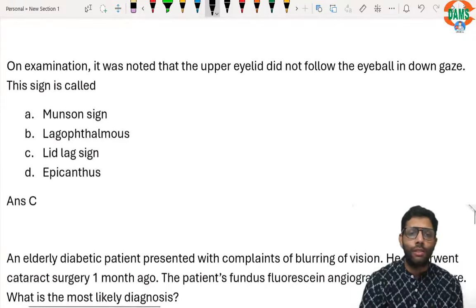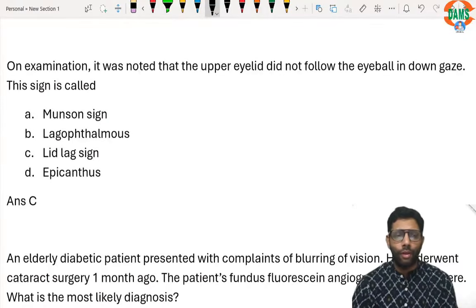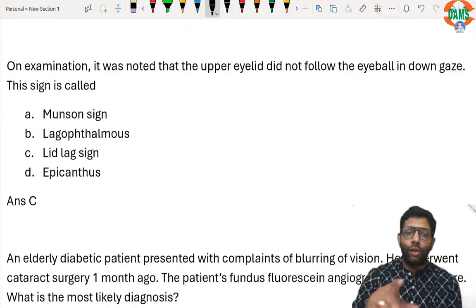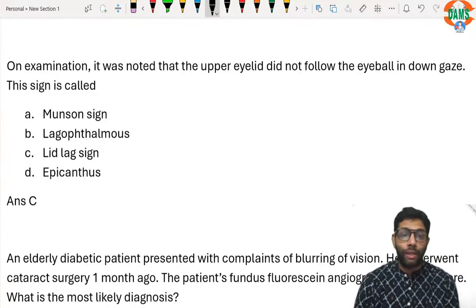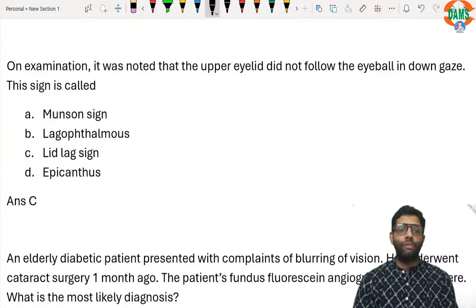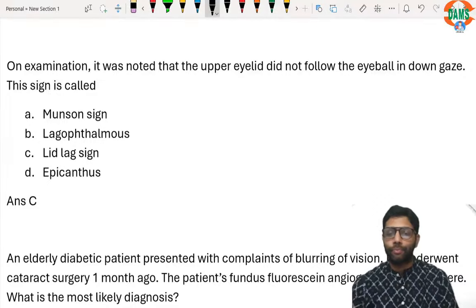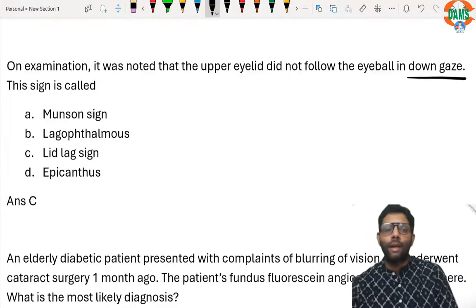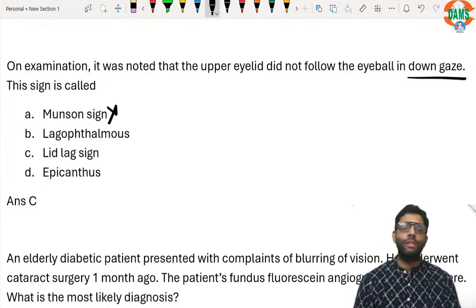It's corrected already. The answer is retinoblastoma. Now again, I told you videos are not asked in the exam, but this is like a videography question. On examination it was noted that the upper eyelid did not follow the eyeball in down gaze. I know looking at the down gaze, many must have answered Munson sign.